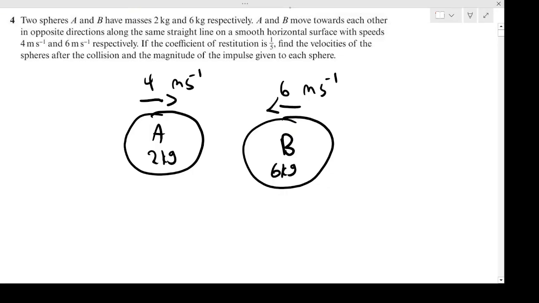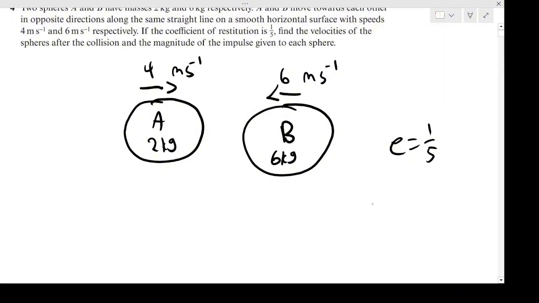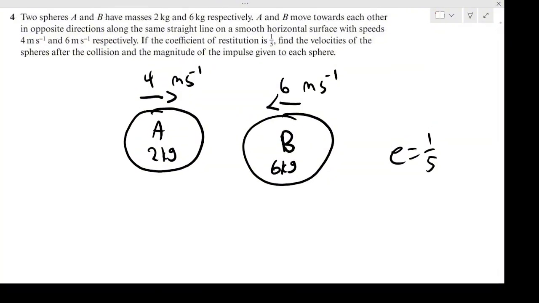Hopefully happy with this. I'm also told E is a fifth. Now, they're asking us to find the velocities after the collision. In this question, they're not telling us exactly where things are moving afterwards. So we're just going to have to take a direction, and if we're wrong, my answer will tell me to go the other direction. So let's just assume where they're going to go for now.